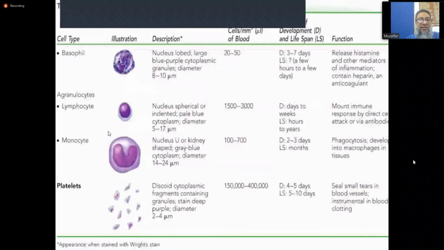Another cell, the lymphocyte: you can see the very typical shape of this lymphocyte, with the whole nucleus occupying the cell. A very small rim of cytoplasm remains behind, and their count is about 25% of the total white blood cells. They live from hours to years because they respond to the immune system, an immune response by direct attack via the antibodies.